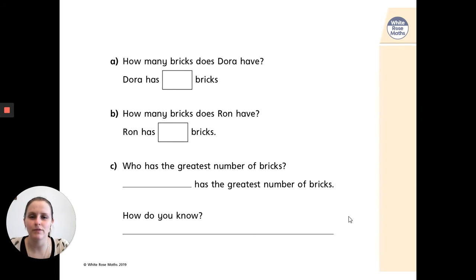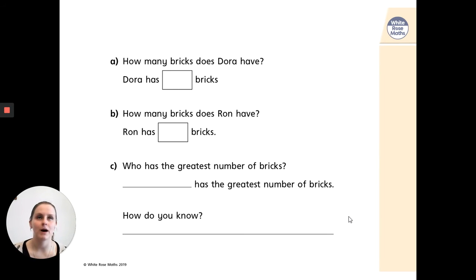So how many bricks does Dora have? So Dora has how many bricks? How many does Ron have? That's A and B. Should have already answered that one. So who has the greatest number of bricks? So for this one, you need to write the sentence with the name has the greatest number of bricks. And how do you know? So write a little explanation of how you know.